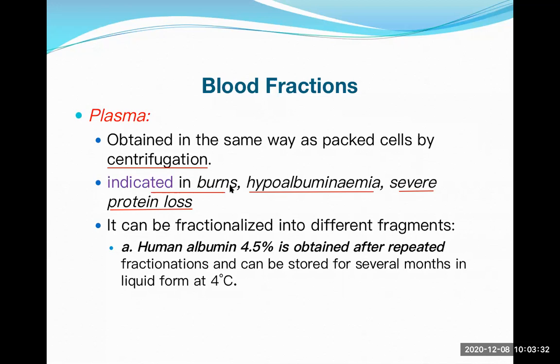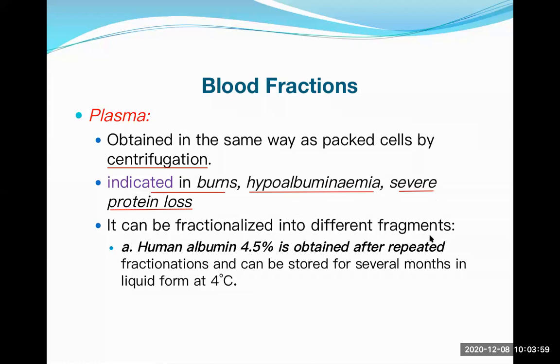See here, burns. I already told you, there is a lot of protein loss in burns. Hypoalbuminemia occurs in different situations, like protein losing enteropathy from the GI tract, where we may give albumin transfusion. Celiac disease is a perfect example of malabsorption. There is hypoalbuminemia, so we can give plasma or simply albumin in that situation.